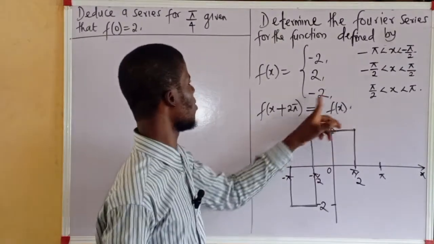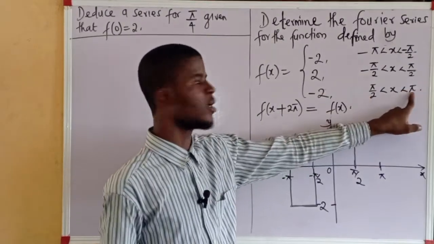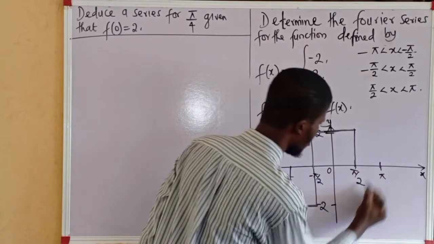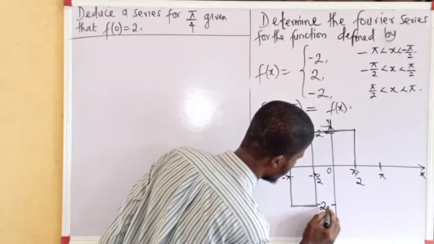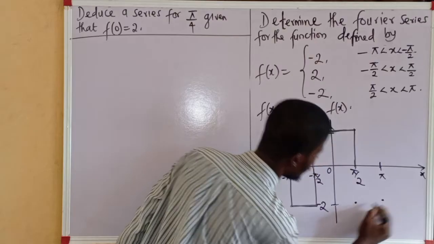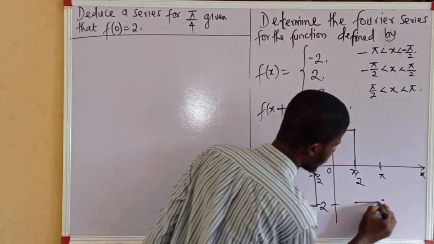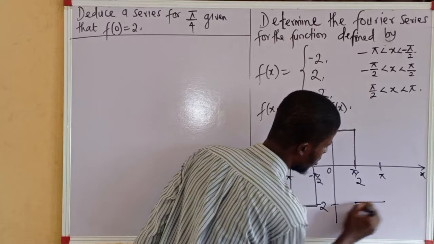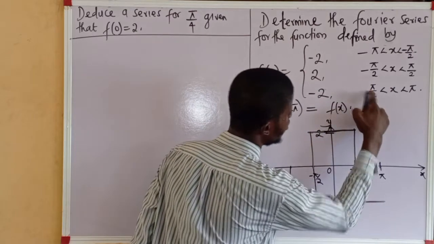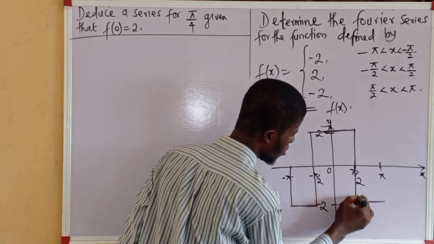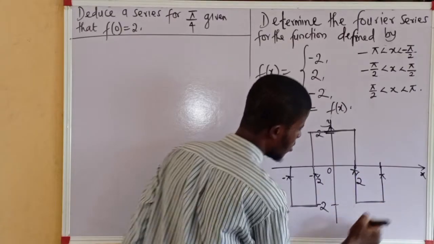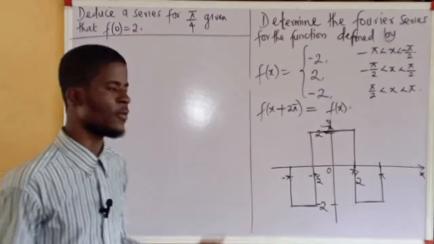And between pi over 2 and pi, it is what? -2. So this is pi over 2, this is pi. This is where -2 is. So from here to here, that's -2. So -2 is here, pi over 2, and then we have pi. Good. This is the graph.